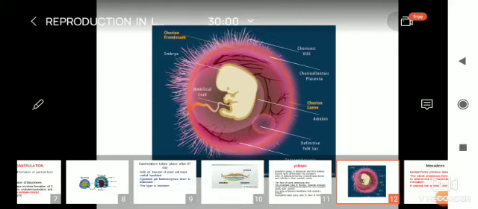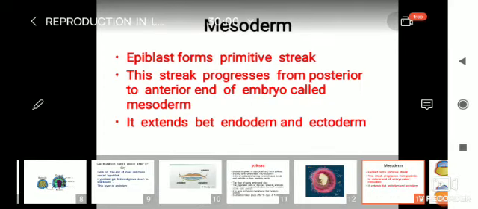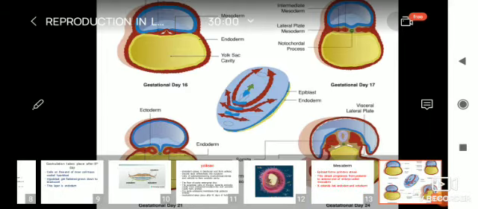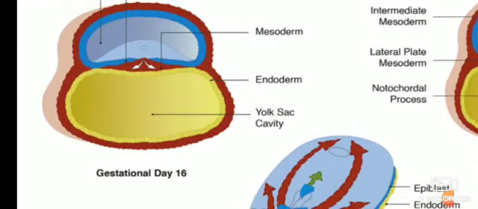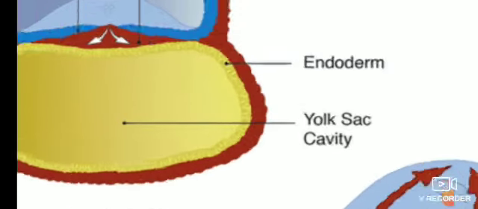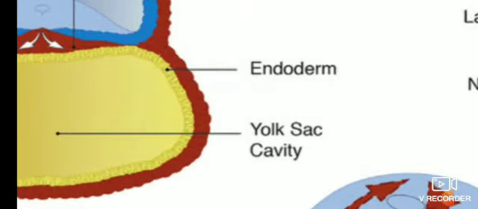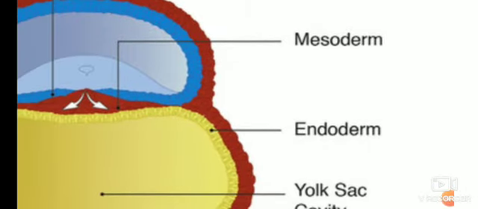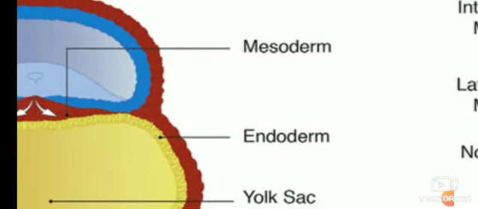You can see this is the process. Mesoderm. Epiblast forms the primitive streak. This streak progresses from the posterior to the anterior end of the embryo, called mesoderm. It extends between ectoderm and endoderm. You can see in the picture. See here. This is the yolk sac, endoderm, mesoderm and upper ectoderm.